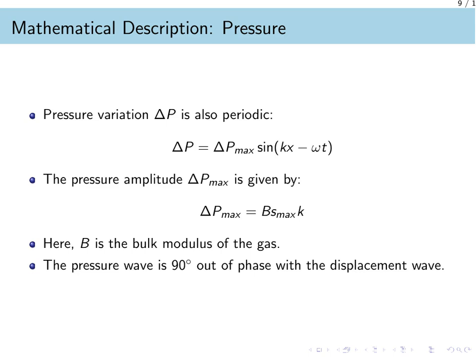Just as displacement is periodic, the variation in pressure is also periodic. The change in pressure is equal to the pressure amplitude multiplied by the sine of the quantity wave number times position minus angular frequency times time. The pressure amplitude, which is the maximum change from equilibrium pressure, is calculated as the bulk modulus of the gas multiplied by the displacement amplitude and the wave number. You will notice we use a sine function for pressure and a cosine function for displacement, which indicates that the pressure wave is 90 degrees out of phase with the displacement wave.